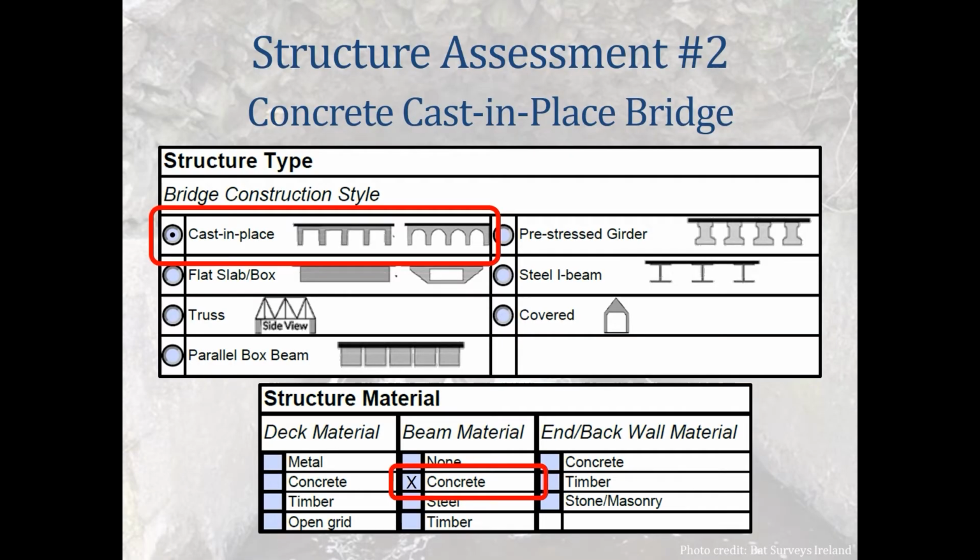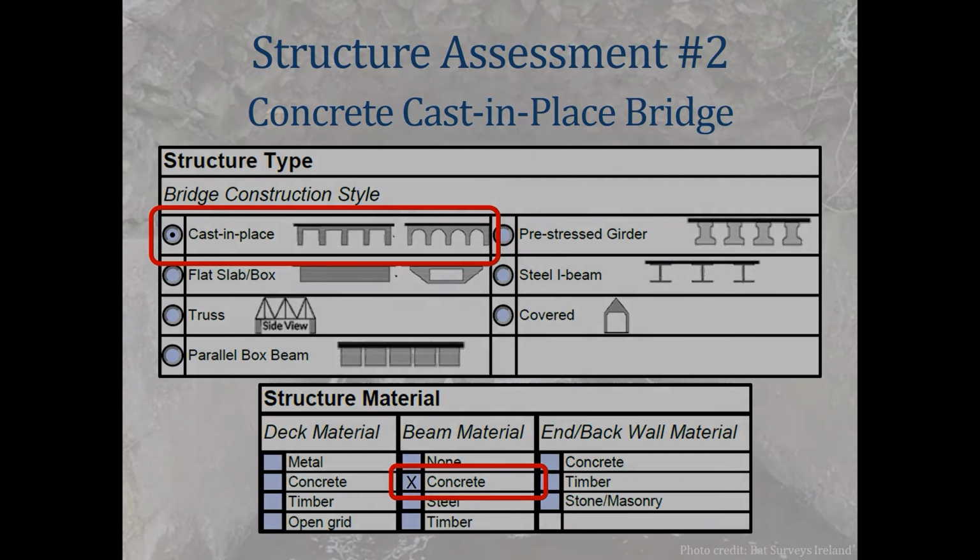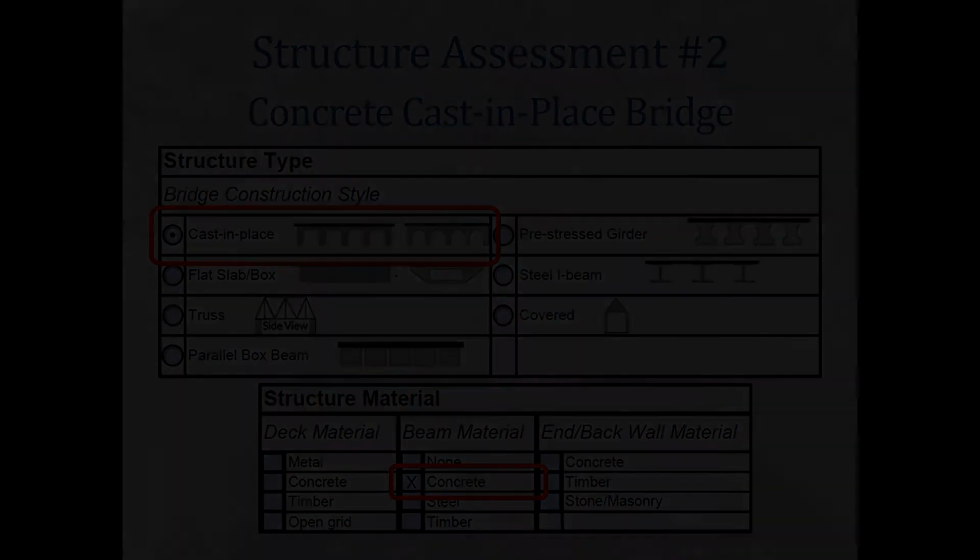Structure assessment number 2 is a concrete cast-in-place bridge that has heavy traffic flow from an interstate thruway north of Atlanta. The bridge is very wide, as the north and southbound lanes are separated only by an expansion joint. Beneath this bridge is a 2-lane state highway with much lower traffic volumes.